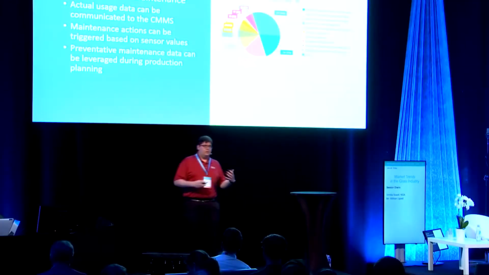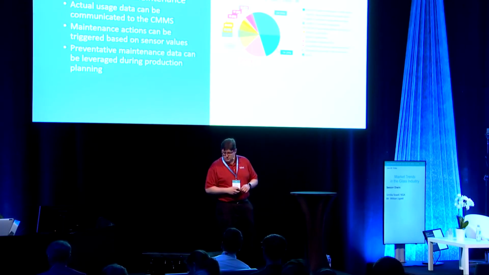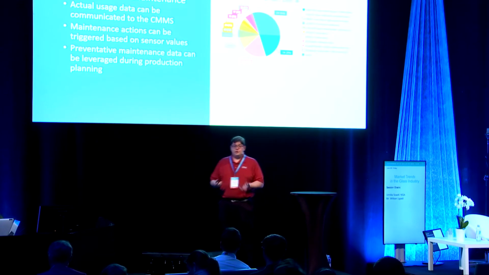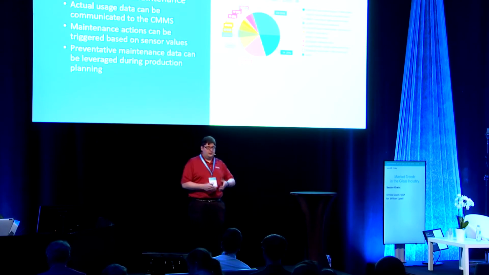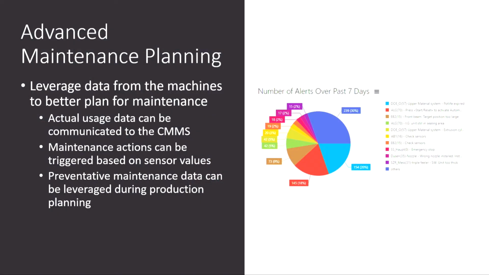We can do a little bit better planning for maintenance. So we can see things like, what are the most common alerts? What's constantly breaking on the machine? What are we doing in terms of actual usage? We're talking about grinding wheels as an example. How many linear meters has the grinding wheel gone across the glass? We could take that data and then communicate that over to the CMMS system, your computerized maintenance management system. And you can trigger maintenance actions based on that.